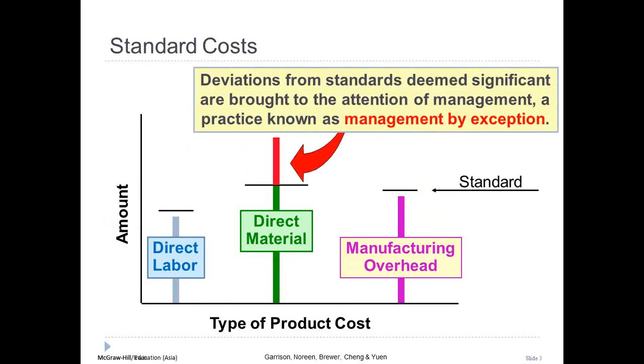Management by exception is a system of management in which standards are set for various operating activities, with actual results compared to these standards. Any deviations that are deemed significant are brought to the attention of management as exceptions. So here we're going to apply the management by exception principle to quantity and price standards, with an emphasis on manufacturing applications.